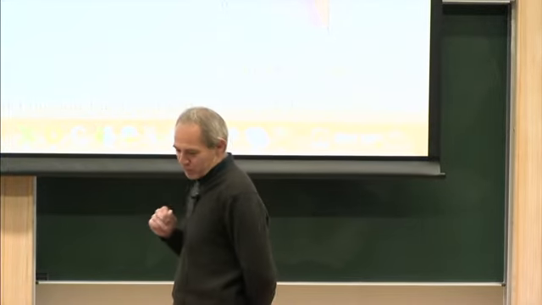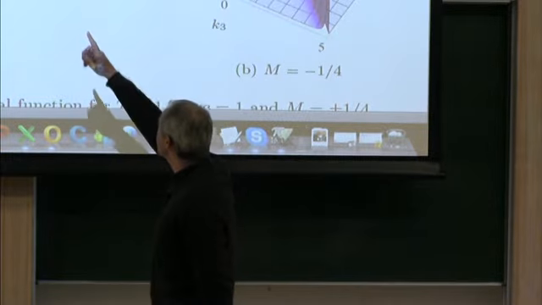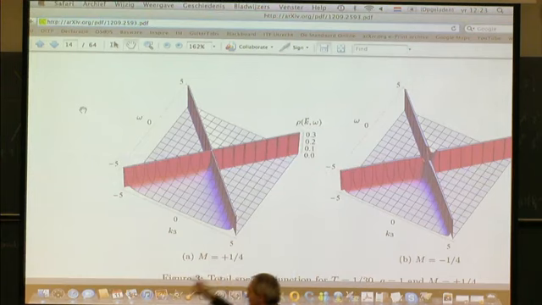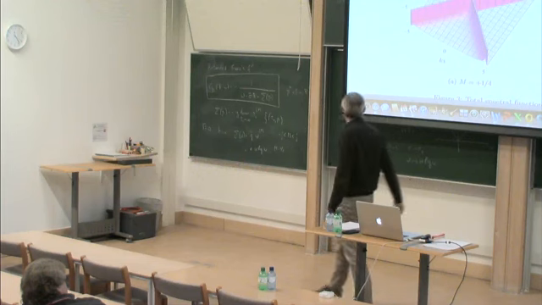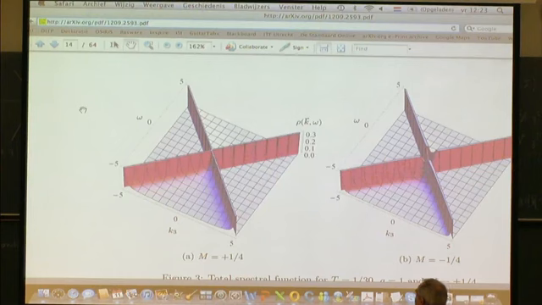Okay, so look at the plot at the left. These are basically the Weyl cones that I talked about earlier. And what we plot here is the spectral density. Spectral density is basically the imaginary part of the retarded Green's function. It just tells you where the particles are.